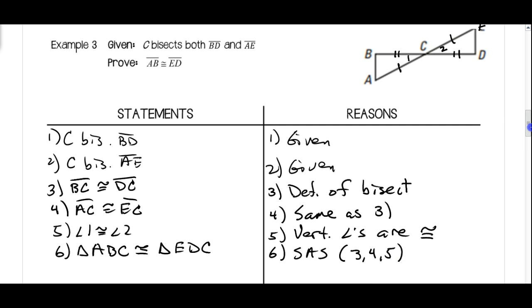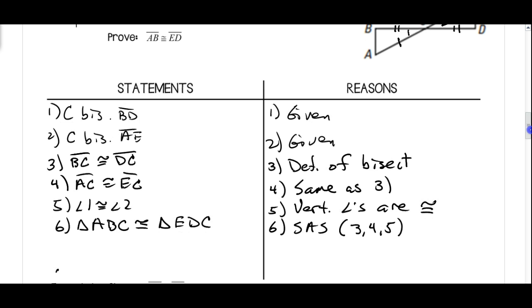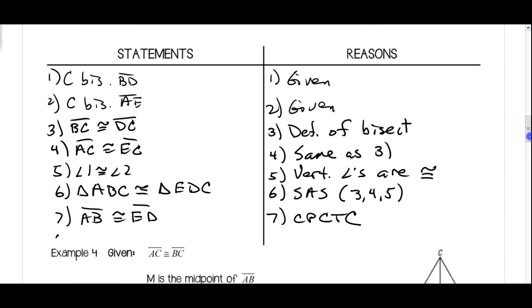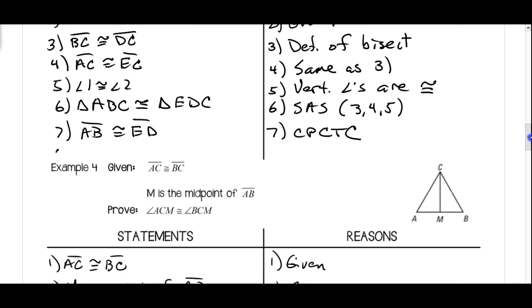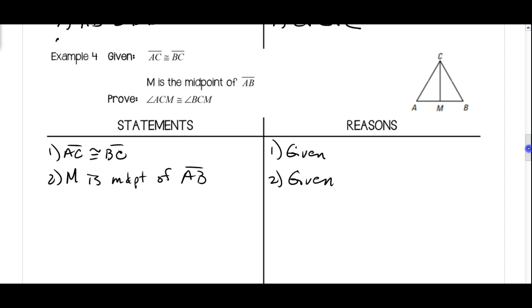So now that I have these 2 triangles congruent, I know that the other pair of corresponding sides, AB and ED, also have to be congruent by CPCTC. Corresponding parts of congruent triangles are congruent. Alright, pause as needed. Moving on to example 4.